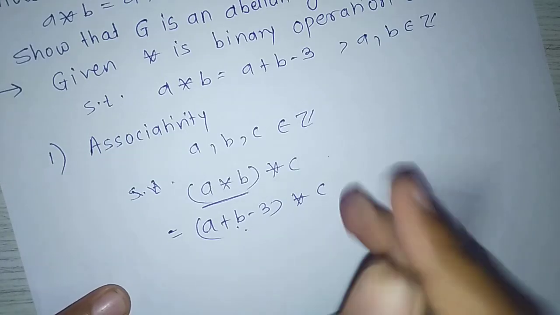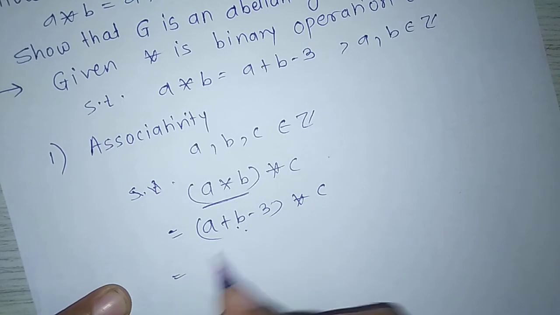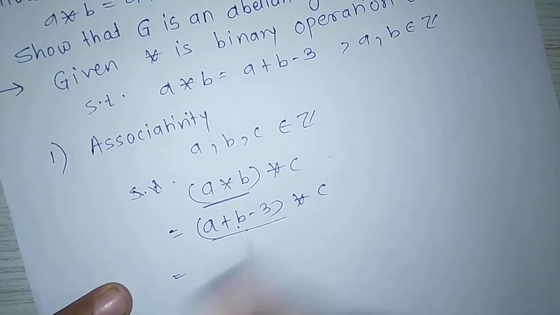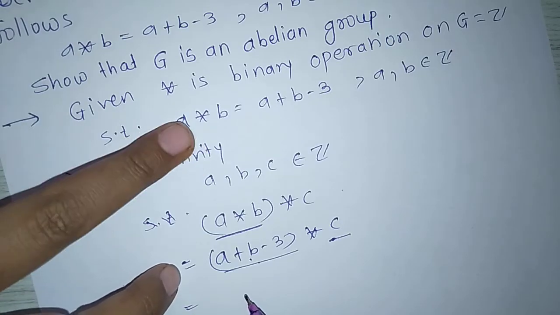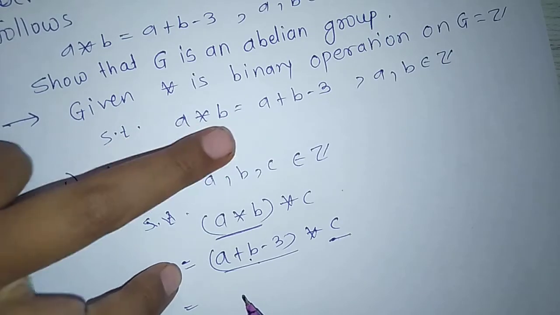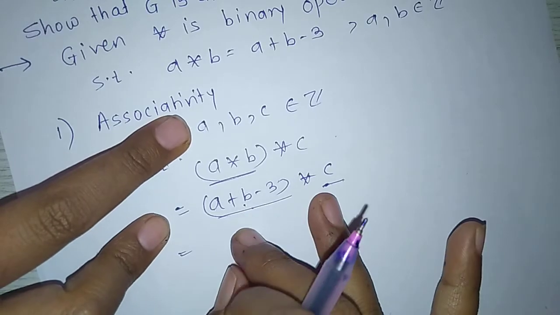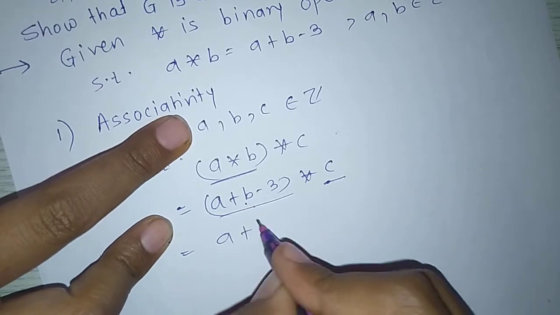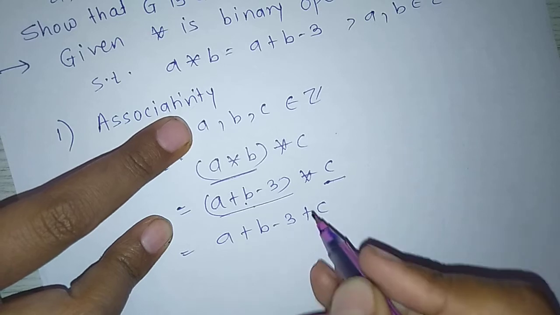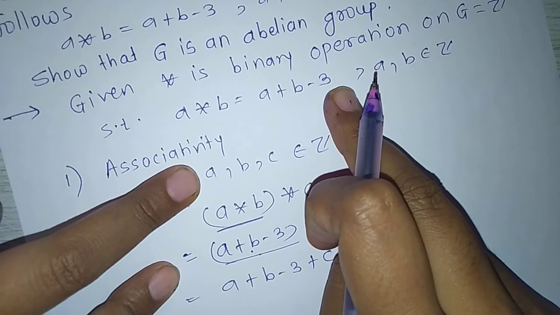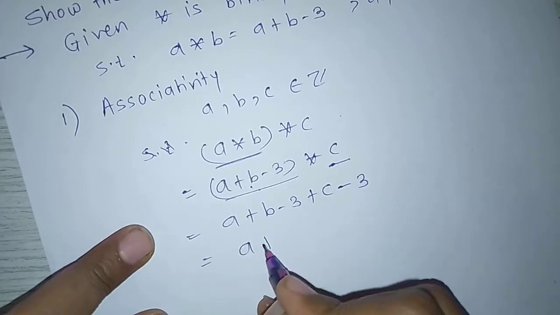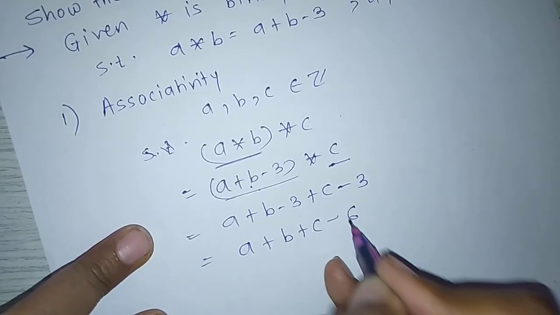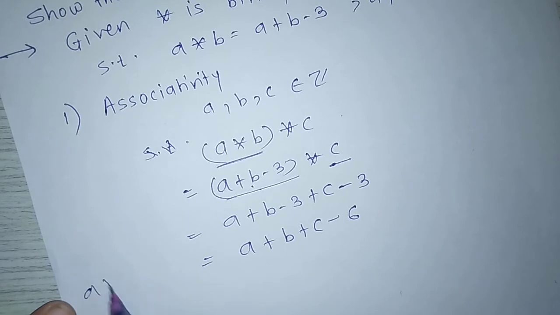Now apply star on these two numbers, A plus B minus 3 one number, C another number. By definition of star, first add these two numbers, A plus B minus 3 plus C, and next subtract 3. We get A plus B plus C minus 6. This is (A star B) star C.